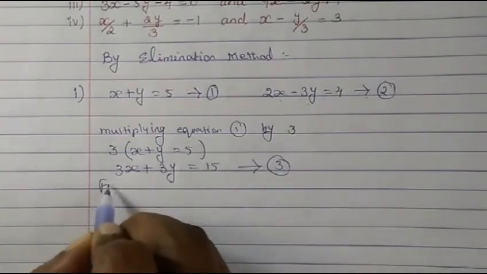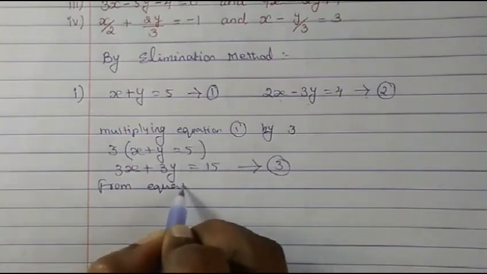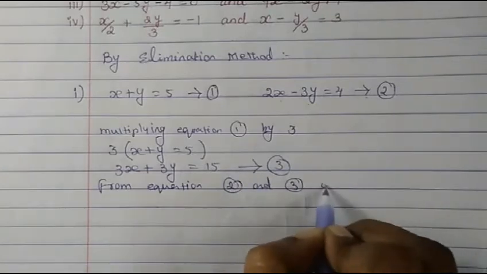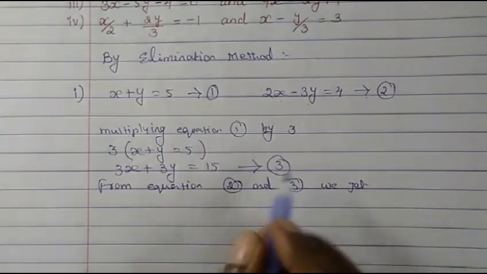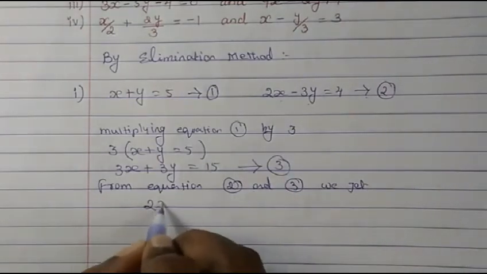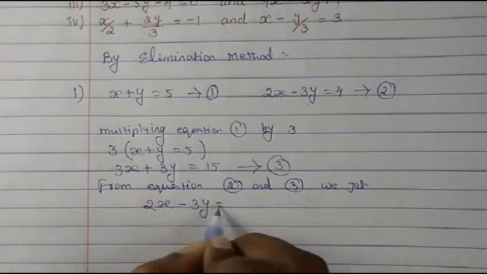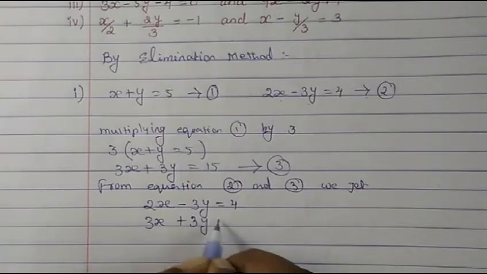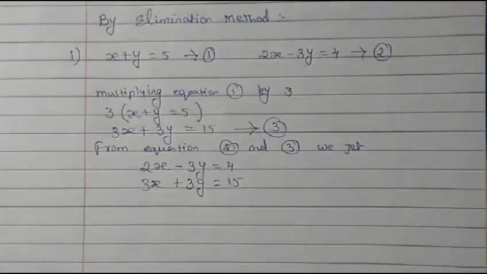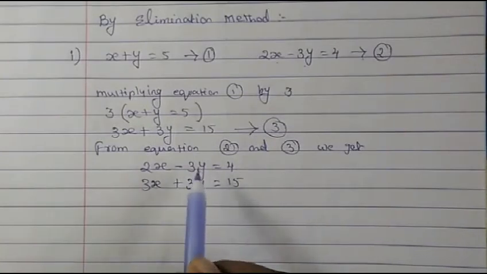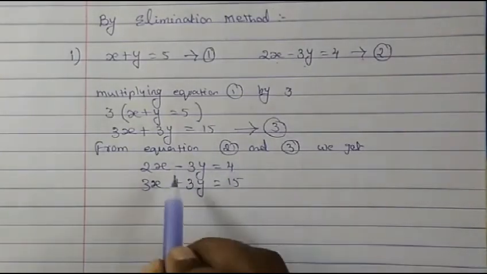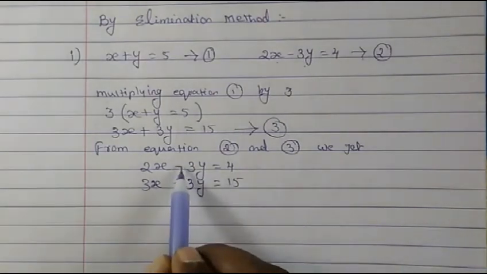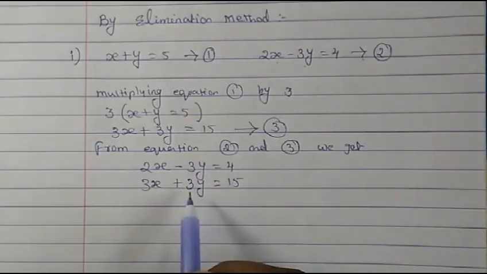So let's write down from equation 2 and 3. Equation 2 is 2x minus 3y equal to 4. Equation 3 is 3x plus 3y equal to 15. Now we are going to eliminate y, because both the coefficients are same. One thing you have to observe: here it is minus, here it is plus. Since it is different sign, it is easy for us to eliminate.